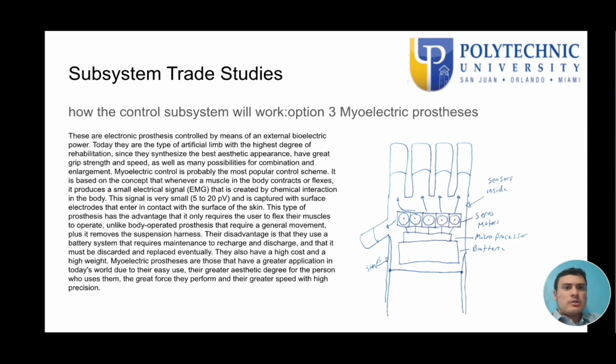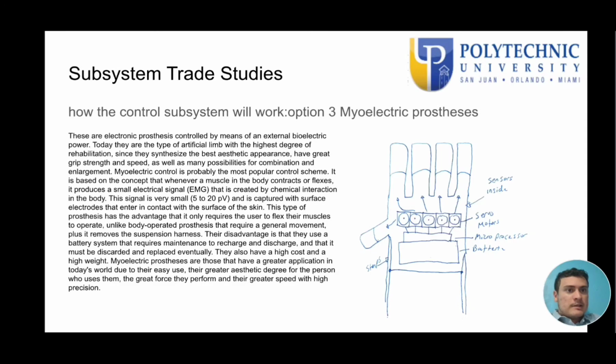It is based on the concept that whenever a muscle in the body contracts or flexes, it produces a small electrical signal that is created by chemical interaction in the body. This signal is very small, and it is captured with surface electrodes that come in contact with the surface of the skin. This type of prosthesis has the advantage that it only requires the user to flex their muscles to operate, unlike body-operated prostheses, which require general movement. Plus, it removes the suspension harness.